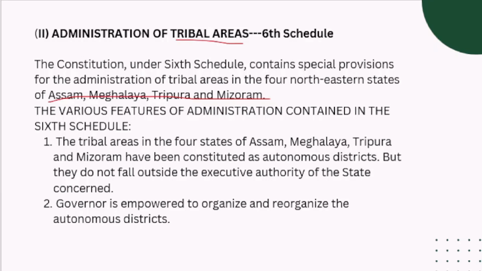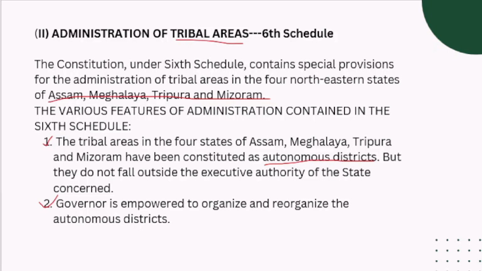The first point says the tribal areas in these 4 states have been considered as an autonomous district, but they do not fall outside the executive authority of the state concerned. It means that a certain autonomy has been given to these tribal areas, but still they are under the authority of the state. So what does this term autonomous district mean? Autonomous district provides tribal communities in the states with self-governance power, but they still remain under the overall control of the state government. The second point says the governor is empowered to organize and reorganize the autonomous district.